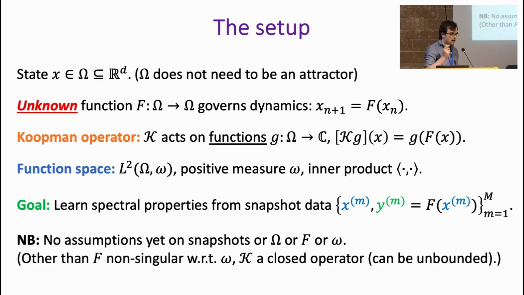And at this point, I'm not specifying whether this is from a single long trajectory or multiple shorter trajectories. So that's really wrapped up in the convergence of quadrature rules, which I'm only going to briefly touch on. So for now, there are no assumptions on the snapshots, omega, f or small omega, other than the fact that f is non-singular with respect to omega, so you can make sense of going from pointwise to L2, and also that K is a closed operator, and it could be unbounded as well.